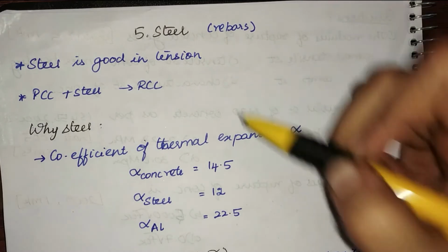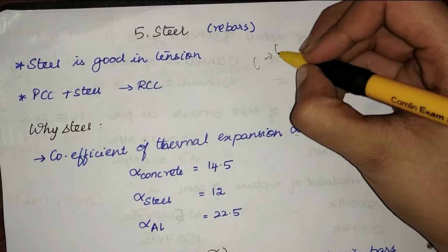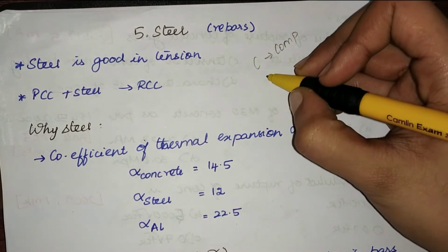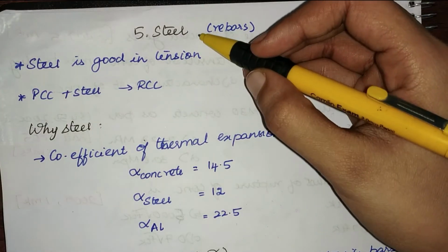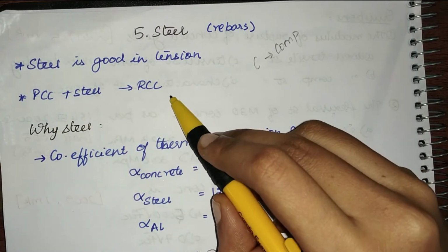The reason why we use steel in construction is because it is good in tension. We know concrete is good in compression but weak in tension. That is the reason why we add steel. When steel is added to PCC, which is plain cement concrete, it becomes RCC.